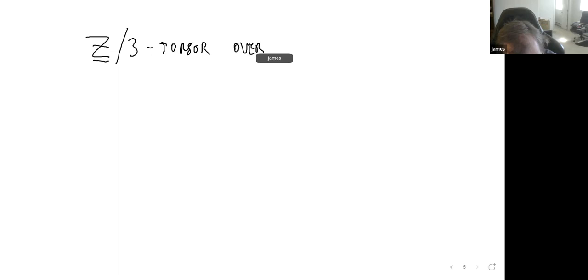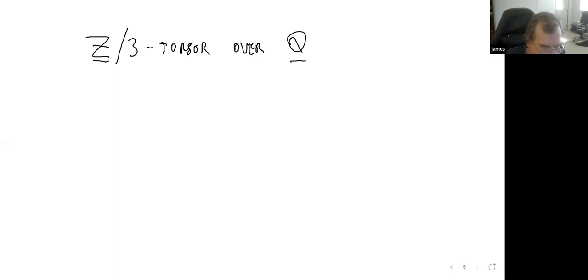So a classic example that we're supposed to apply this to is a situation like a Z mod 3 torsor over the rationals. And we're supposed to get something sort of like a reciprocity law out of this or something like that. So what am I trying to say that we should do here?